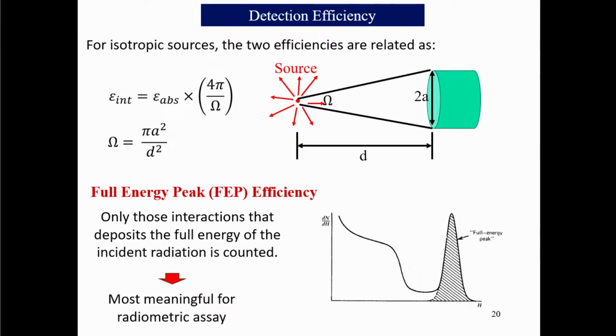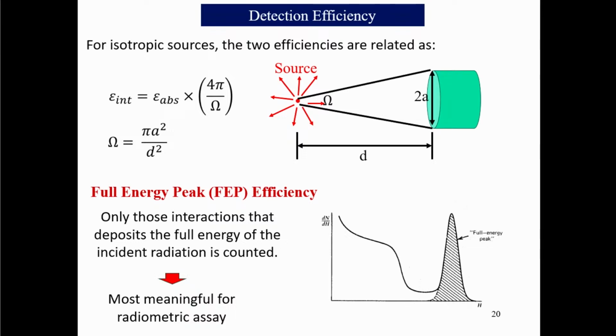But the absolute efficiency and the intrinsic efficiency have a geometrical relation, and it is written as: intrinsic efficiency is equal to the absolute efficiency times 4 pi by omega. Here omega is the solid angle subtended by this cone, which is nothing but pi a square by d square.